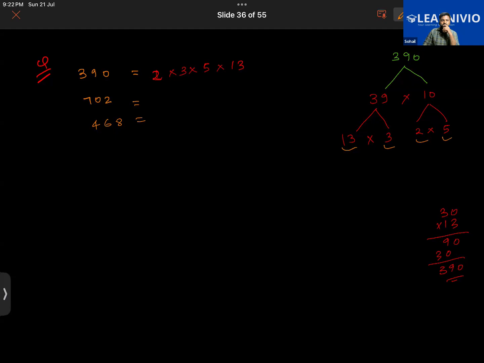So, I got the next one also. Next one also very good. Okay, make sure that all the numbers are prime numbers. Okay, and as the product, you are getting the number 702.